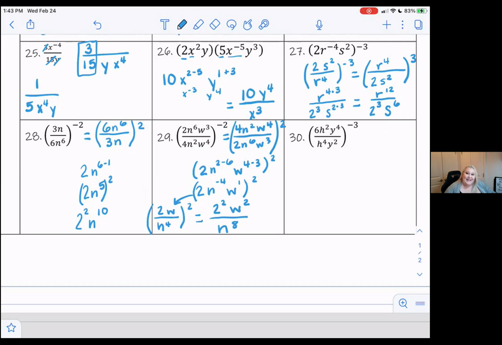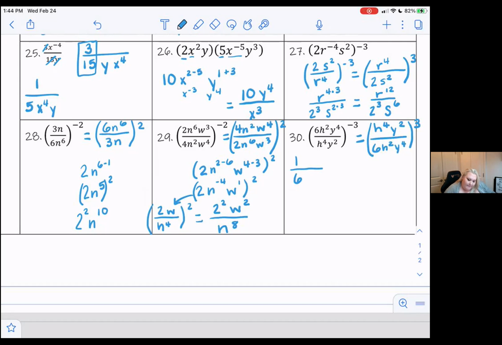Our last one, we're going to again deal with that negative first by flipping the fraction. H to the 4th, y squared, over 6h squared, y to the 4th, all still cubed. Let's simplify what's inside. There's no constant up top. There's no coefficient. So it's a 1. 1 over 6 stays in my fraction. If you need to see the 1, you can write it. If you don't, you don't have to.